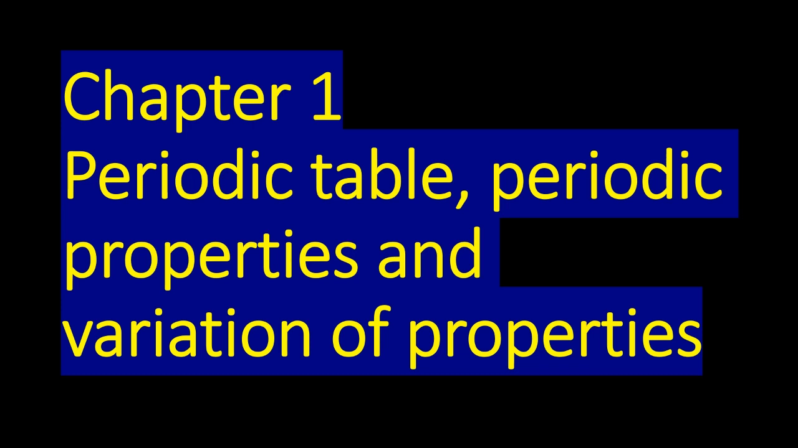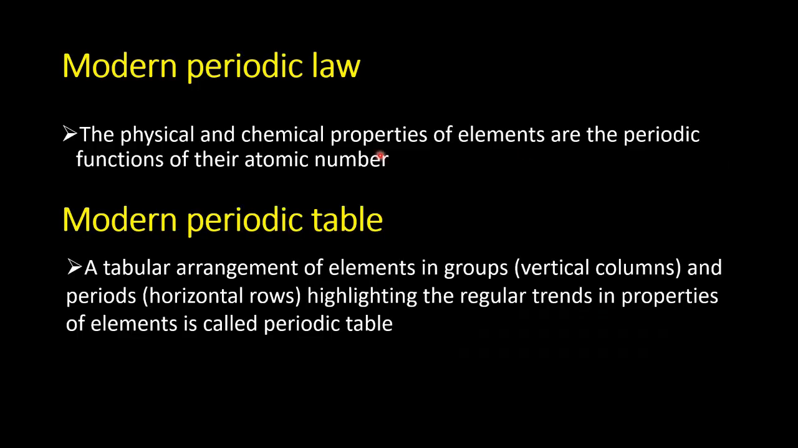So first one is chapter 1, periodic table, periodic properties and variations. Straight away let's start. Important things, modern periodic law, what is that? The physical and chemical properties of elements are the periodic functions of their atomic number.